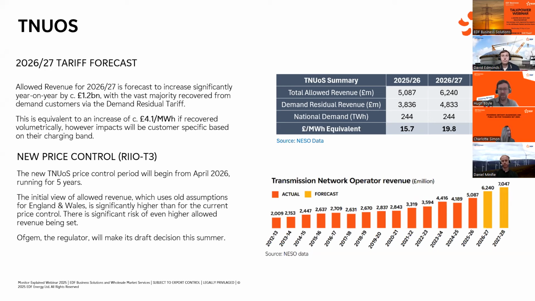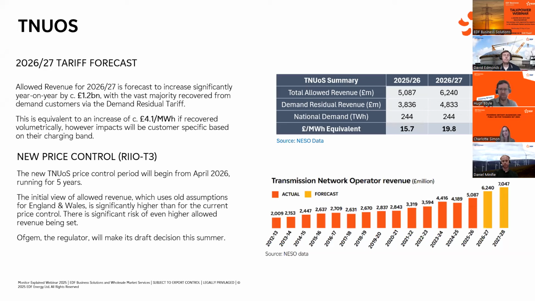So what's changed on that front? As David alluded to briefly there, the NESO, or formerly National Grid, published their latest forecast of TNUoS charges for the April 26 year back at the end of April. And it was a significant increase year on year. So if we look at the top right chart on the slide being presented, you can see a bit of a comparison year on year.